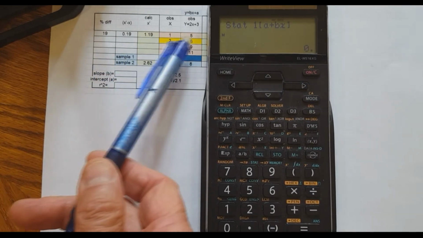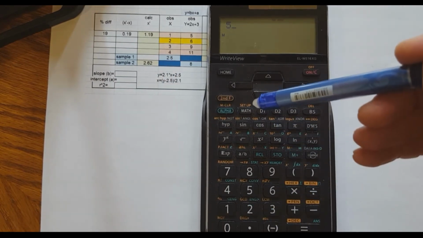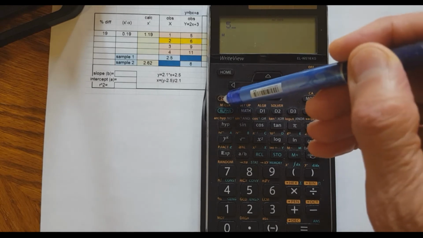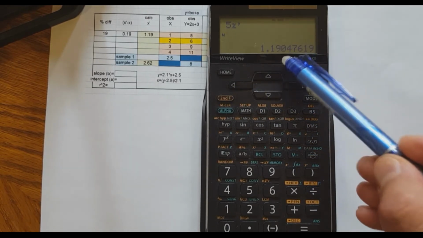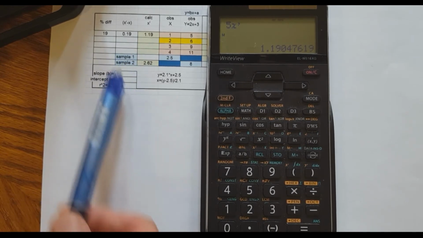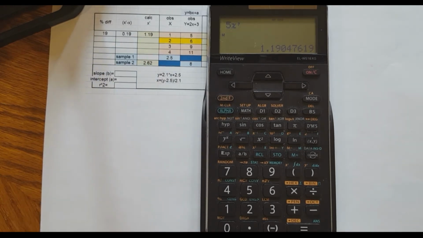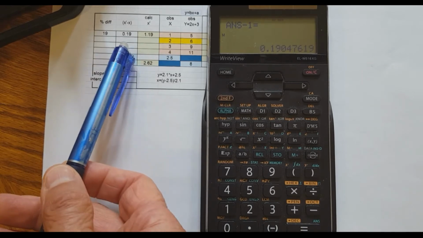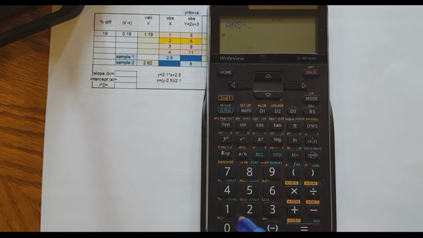So enter a value of 5 for y, press second function x prime, because we want to forecast an x value. The value is 1.19 instead of 1. So write it on your table in Excel. Now we want the difference between the forecasted and the measured value. So subtract from it 1, which was the measured value. The difference is 0.19. Now we want the percentage difference, so simply divide that difference by the measured value of 1, multiply by 100, and it's 19%.